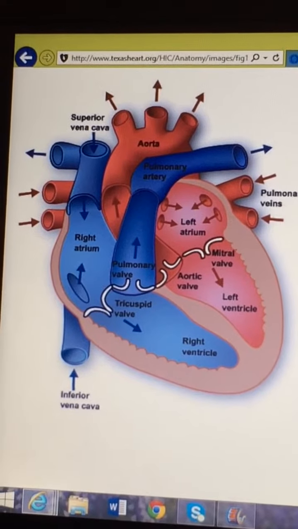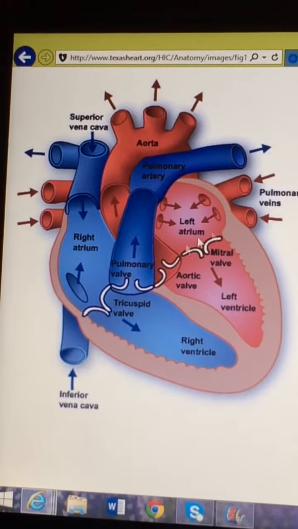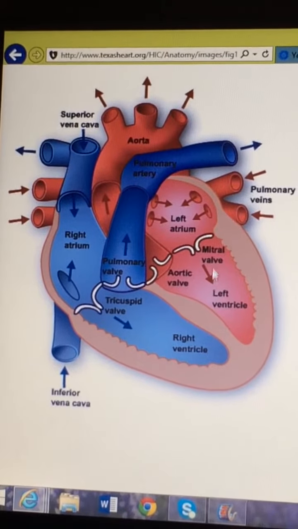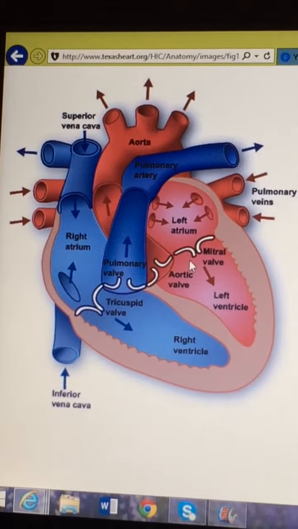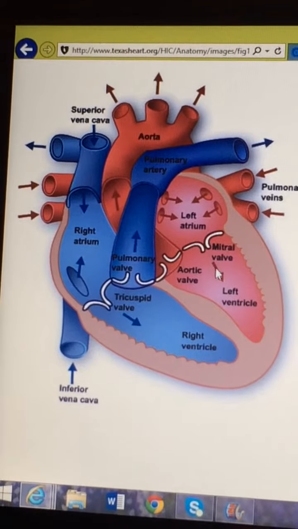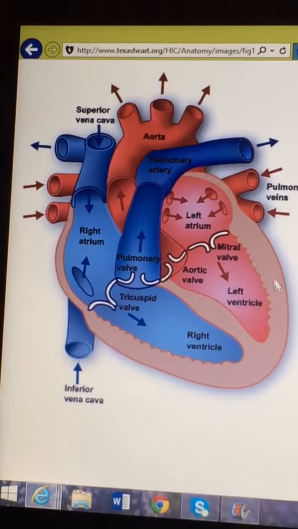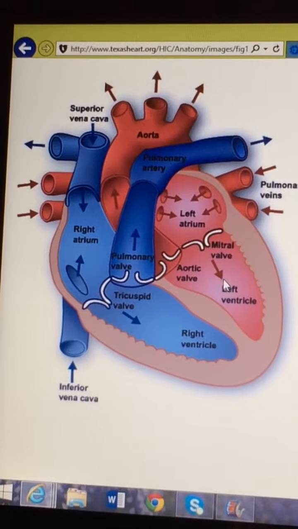The mitral valve separates the left atrium from the left ventricle. It opens to allow the oxygenated blood collecting in the left atrium to flow into the left ventricle. It closes as the left ventricle contracts, preventing blood from returning to the left atrium, thereby forcing it to exit through the aortic valve into the aorta.